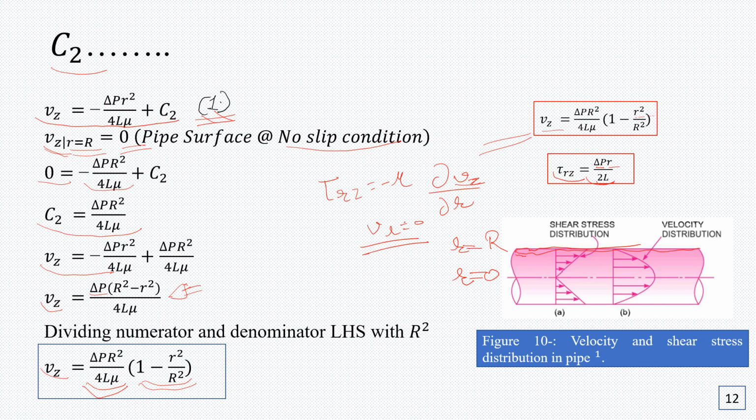of the pipe. Or you can say that Vz shows the parabolic profile, as observed in figure 10, that a parabolic relationship is followed between radius and the velocity in the pipe flow, whereas a linear relationship exists between τ_rz and r, which is represented by this line. So τ_rz is equal to 0 at the center, whereas it is maximum at the walls, and it follows the linear relationship with r, whereas velocity follows the parabolic relationship with the radial distance from the pipe.